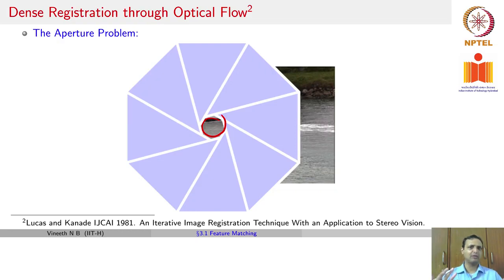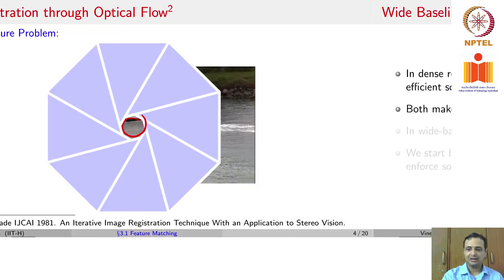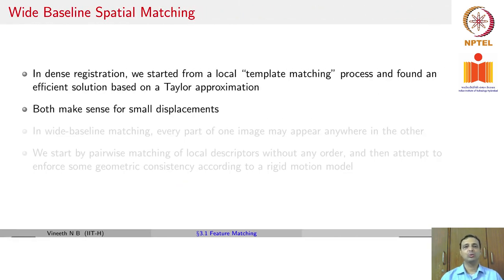It looked like there was a significant rotation or a significant perspective difference in how those pictures were taken. How do you solve those kinds of problems? And for that, we'll move into what is known as wide baseline spatial matching.